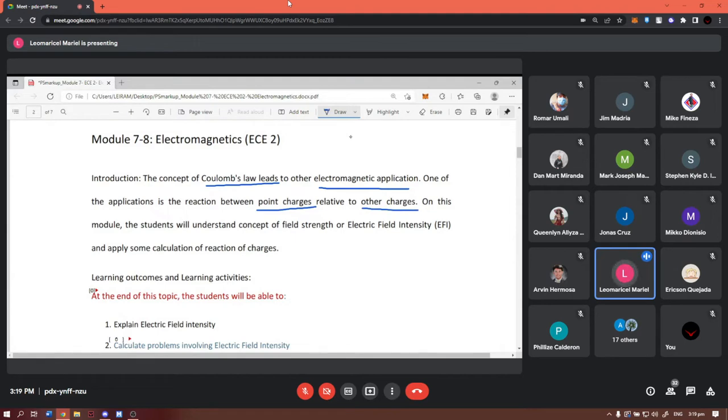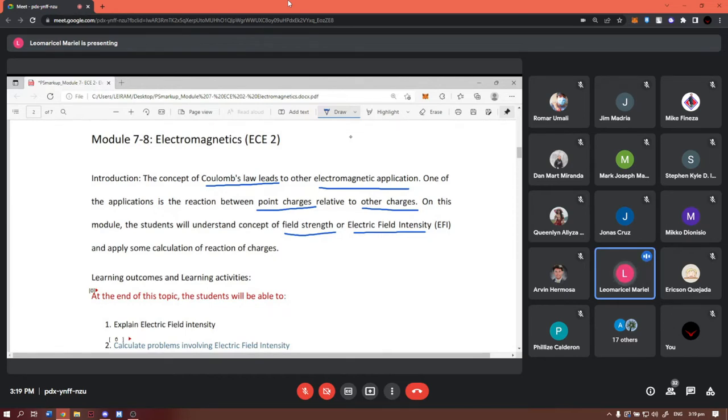So, pinag-uusapan pa rin dito is the interaction of the charges, which is the same as yung pinag-aralan natin sa Coulomb's law. On this module, the student will understand the concept of the field strength or yung tinatawag natin na electric field intensity or the EFI and apply some calculation of the reaction of these charges.